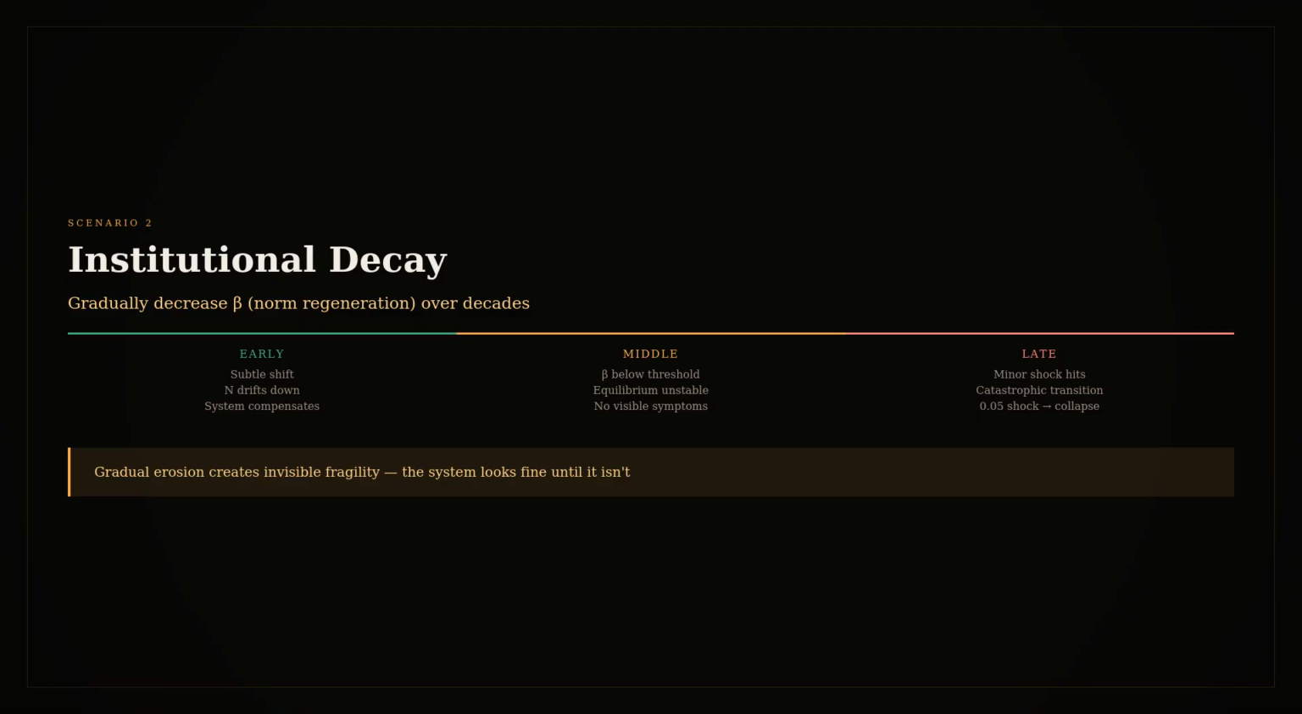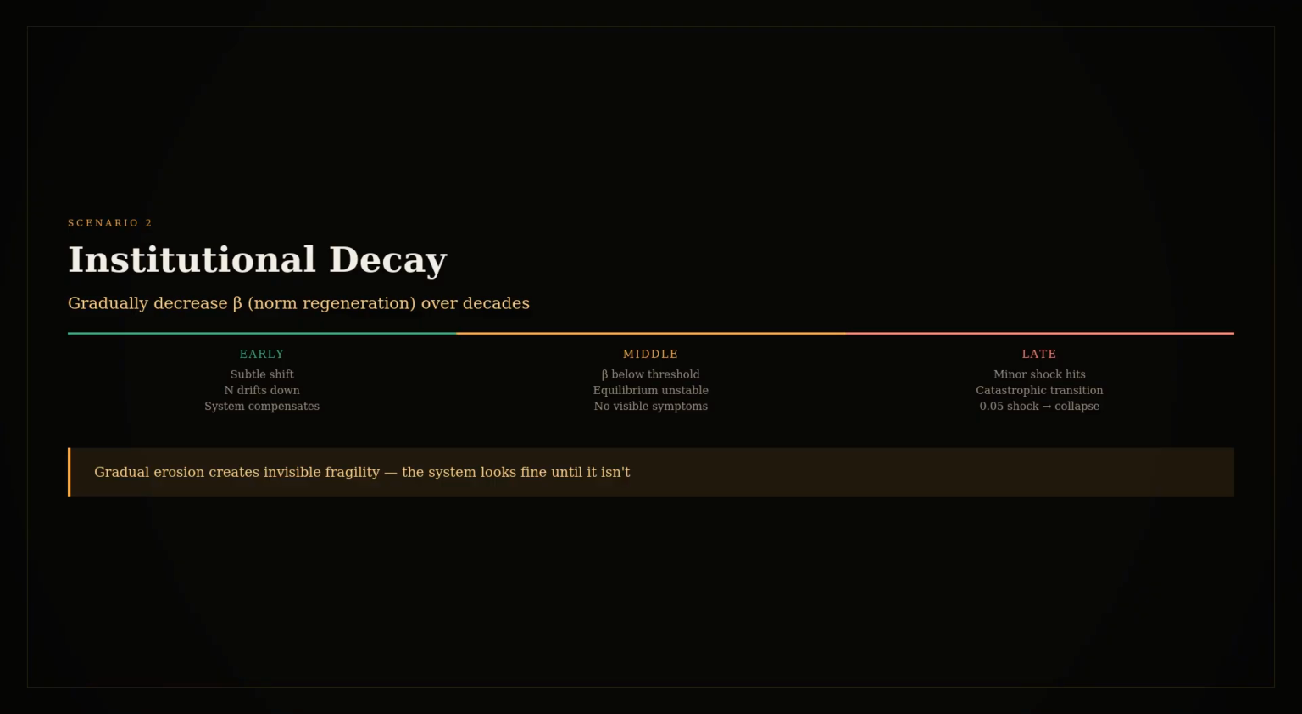In the simulation, the effect is subtle at first. The equilibrium shifts slightly. N drifts down. The system compensates. But as beta falls below a critical threshold, the simulation shows bifurcation. The democratic equilibrium becomes unstable. Small perturbations that previously damped out now amplify. Eventually, even a minor shock triggers catastrophic transition.